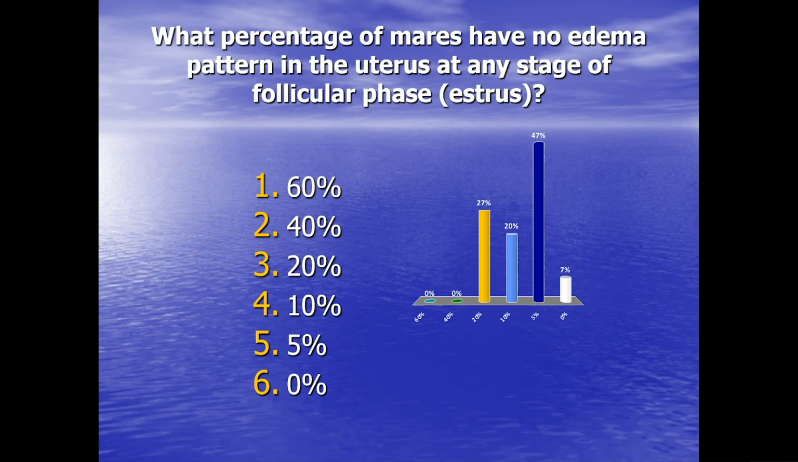We may have teasing information, which may be inconclusive. We may not have teasing information. I will give those mares a very, very low dose of prostaglandin because I'm thinking there's some luteal tissue here. I just can't see it. And very often the next day, there's a very marked edema pattern in those mares and everything's back to normal. So I think it's extremely unusual. A very small percentage of mares have no edema in the uterus at any stage of the follicular phase.